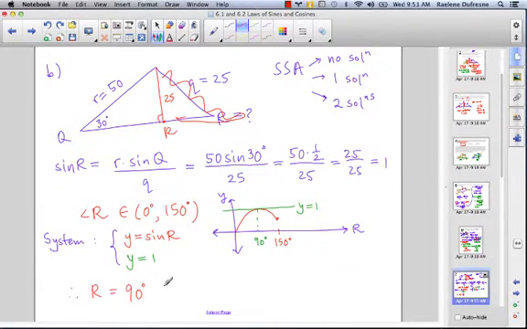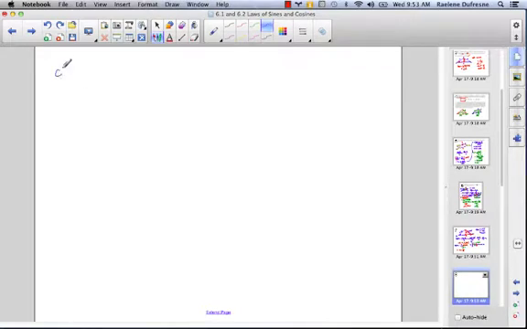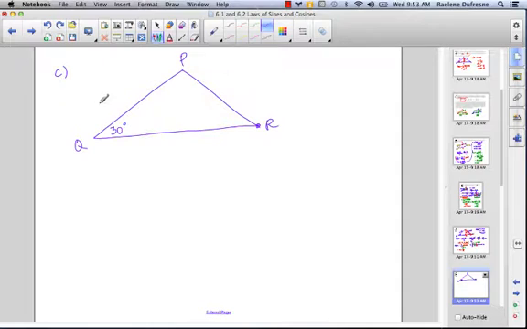In the last case, part C, we're going to take R equal to 60 degrees and see what happens next. Why don't you pause the video and try it for yourself. So filling in the information, we have length R is 60 units, length Q is 25, and still angle Q is 30 degrees.